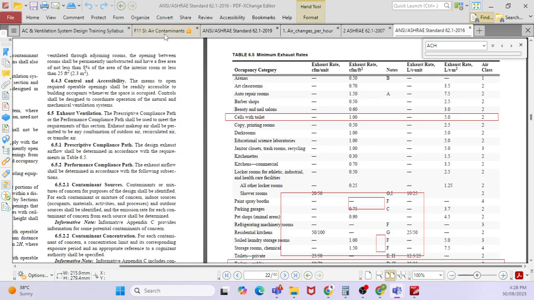Okay, so now you can say that there are different applications. We have seen air contaminants.